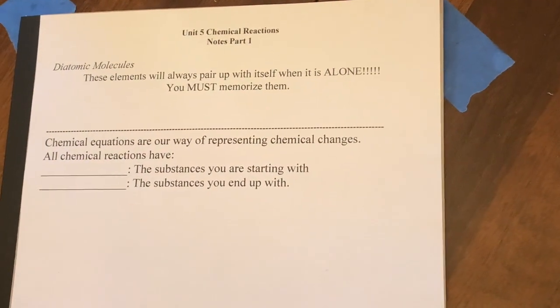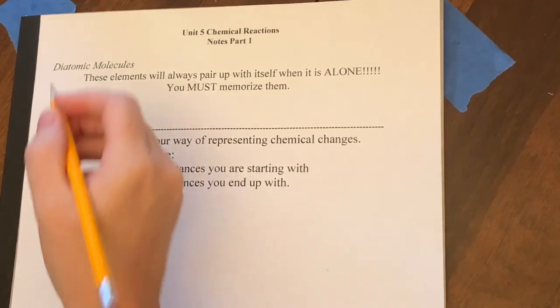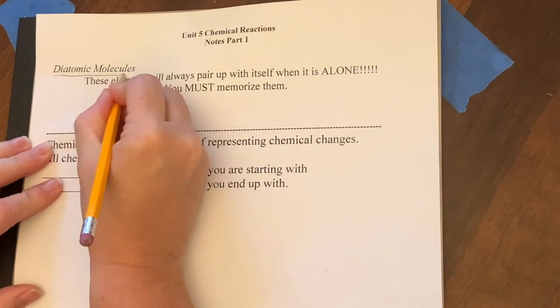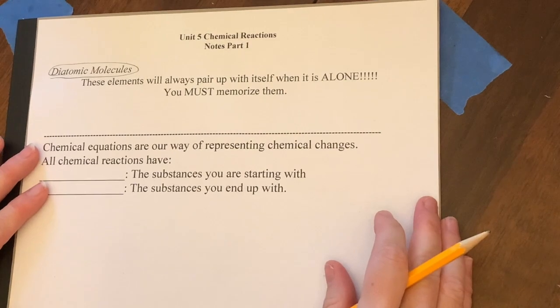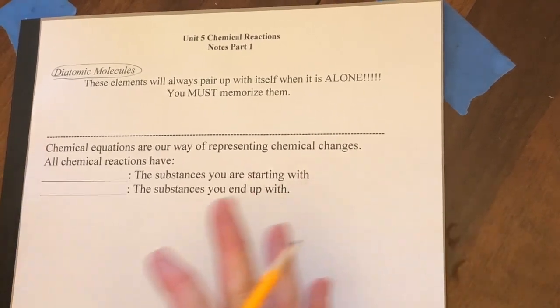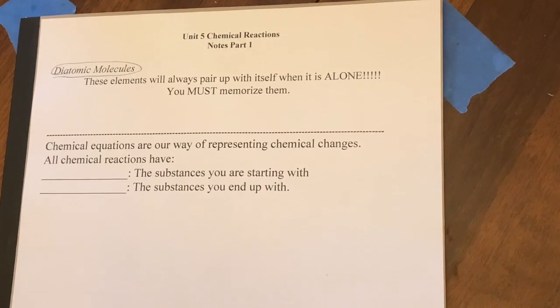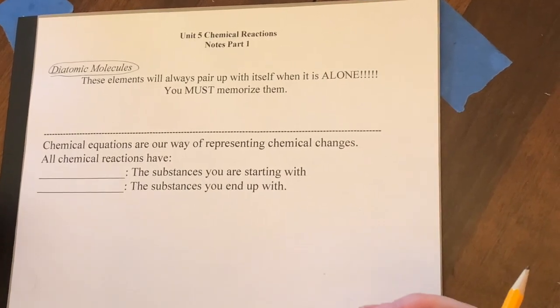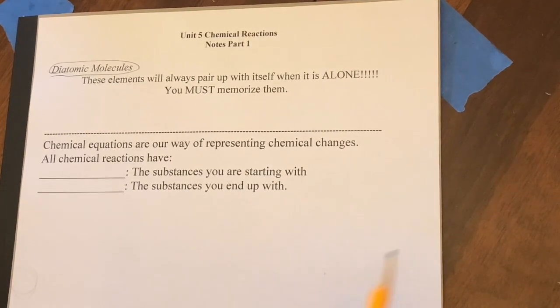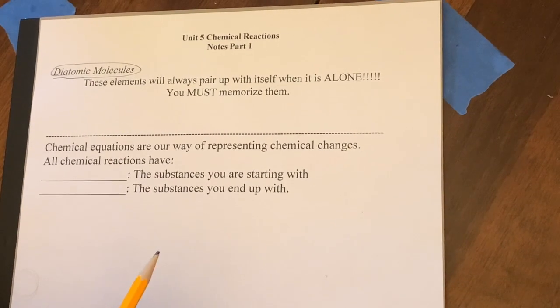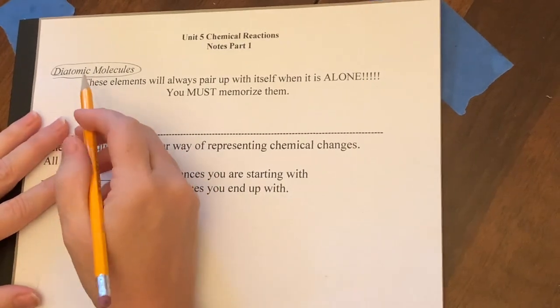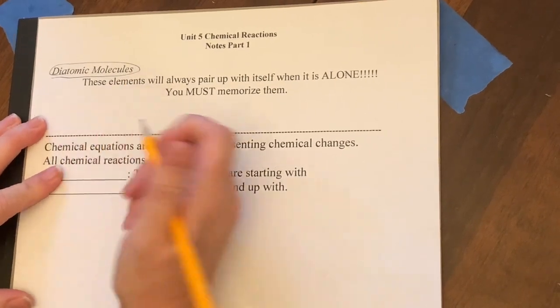Before we get started with the reactions themselves, we need to talk about something that are known as diatomic molecules. There are 7 elements that are very reactive. They really do not want to ever be alone. So when they are by themselves, they actually pair up with themselves to form a molecule. And we call these the diatomic molecules.